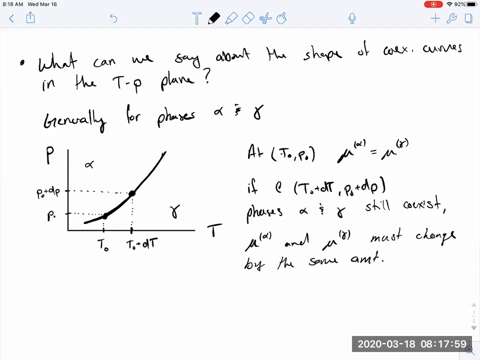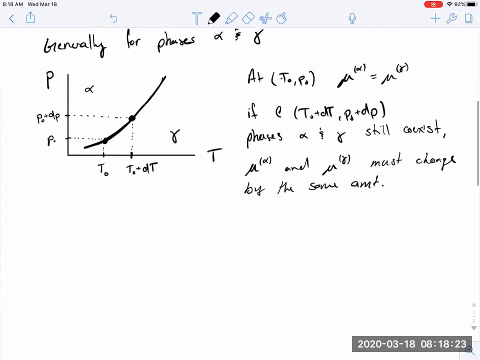So if we move along this coexistence curve, not only do we know that the chemical potentials are the same, but if I make manipulations to the control parameters, pressure and temperature, and I stay along that line, then it must be that the chemical potentials of alpha and gamma, in order to stay equal to each other, change in the same way. So if we're going to think about how chemical potentials change as I manipulate temperature and pressure, there's a natural equation to do that with. That, of course, is the Gibbs-Duhem equation.